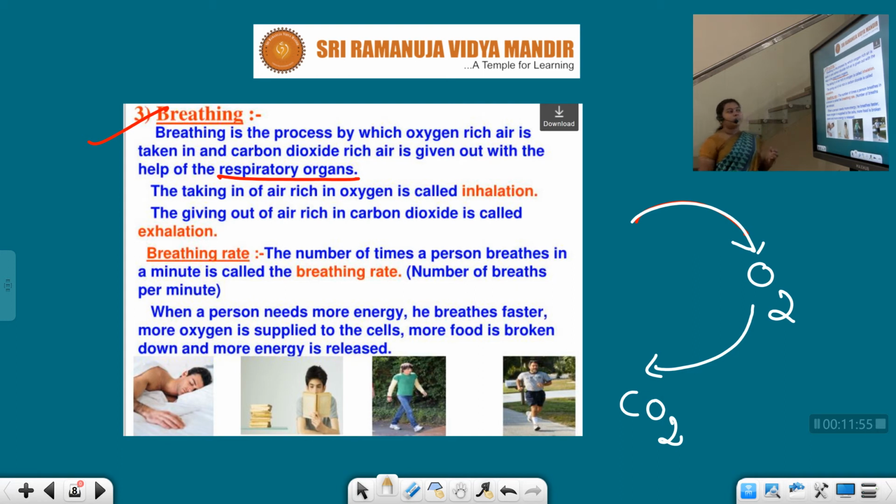Breathing rate: the number of times a person breathes in a minute is called the breathing rate. In a minute, how many times we breathe in, that is the breathing rate. When a person needs more energy, he breathes faster, more oxygen is supplied to the cells, and more food is broken down to get energy. When we do severe work, like fast running, or when we are climbing steps, the liberation of energy is more. We require energy to move on. So that is about the breathing rate.